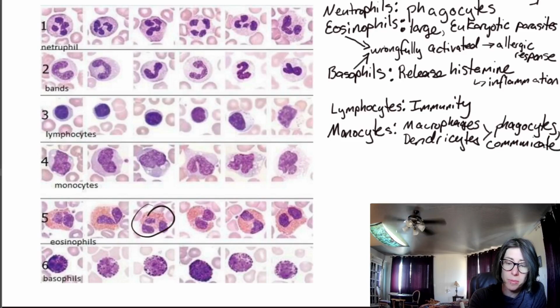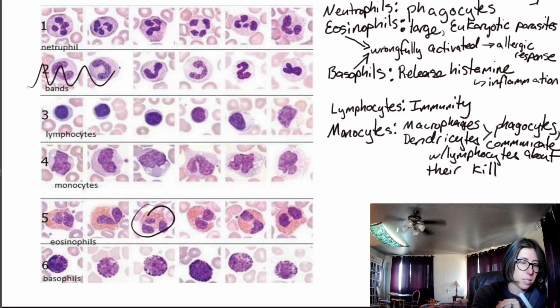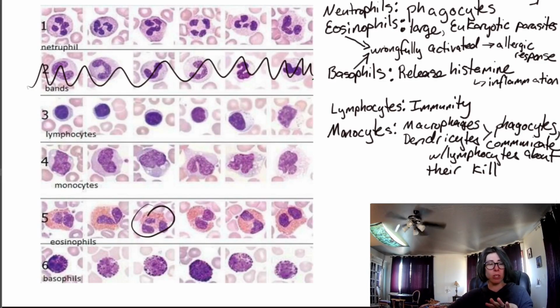Communicate with lymphocytes about their kill. So those are the main functions. I know there's something called bands here. Just ignore bands. We don't need this in this particular slide. These are the things that you need to know for this class. So neutrophils, lymphocytes, monocytes, eosinophils, basophils.